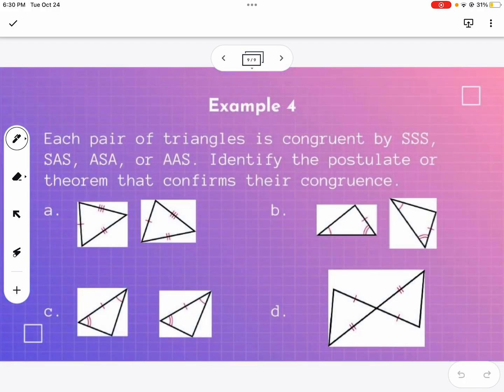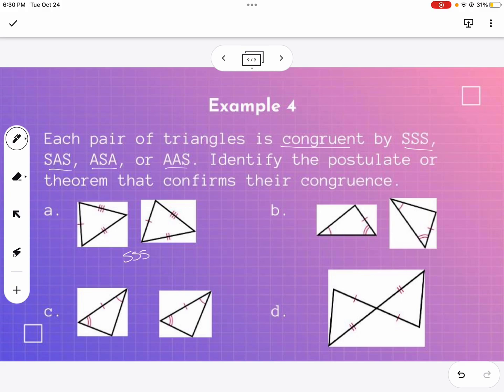All right, last thing here. Each pair of triangles is congruent by one of these. We're trying to identify which one. On your worksheet, you might have some that are not enough information, okay? Here, we should be able to identify most of them, but we'll see. So this first one, I can see that I have a lot of info about sides. I have 3 pairs of congruent sides. I'm going to use my side, side, side postulate.